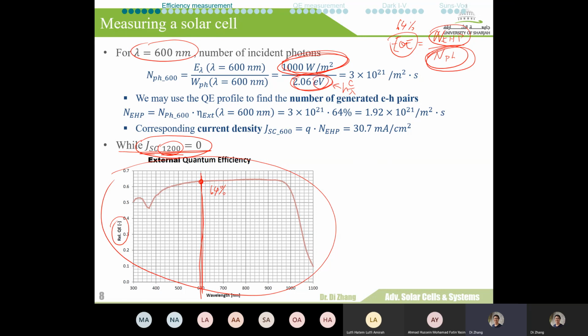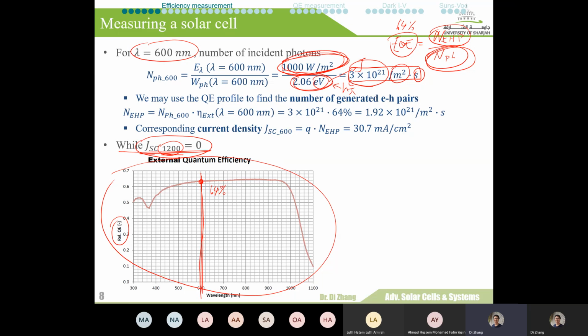Okay, electron volt is a very small unit. And then if you take 1,000 watt per square meter divided by that, remember you have to convert this to joule. You can find that for the 1,000 watt per square meter irradiance, we do have a large number of photons coming in per second and per meter square. So per second per meter square, we have this amount of 600 nanometer photons incident on the solar cell.